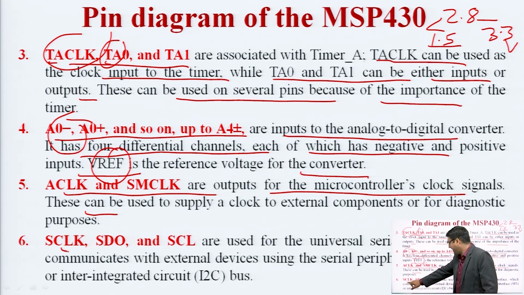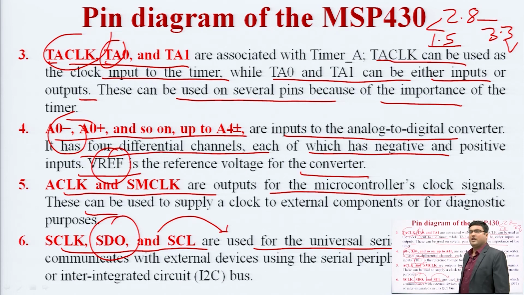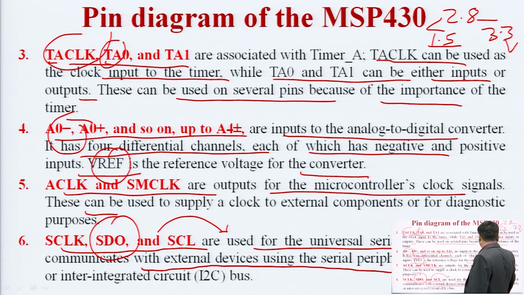Okay. So S clock, SD clock and SC clock. Basically, we have seen that MSP430 has a serial port interface. So these signals are associated with the serial port in MSP430. Serial data output and serial clock are available in MSP430, which communicates with external devices using the serial peripheral interface. In the previous lecture, we have seen that there are 2 protocols used in our MSP430 for serial programming, SPI, serial peripheral interface.